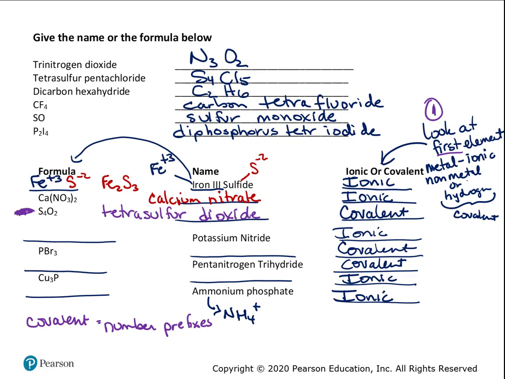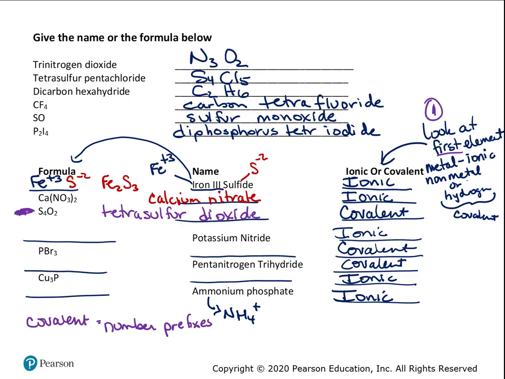You said, what about the mono just now? Mono, I don't have to use mono if the first element is only one. Like CO2, you just say carbon. I don't say monocarbon dioxide. I don't have to use mono if the first element is one, but if the second element is one, I do. Right? So you always give the number of the second, then you use the number for the first if there's anything other than just one. So that is why this is tetrasulfur. Tetrasulfur means 4 sulfurs. Then dioxide tells you 2 oxygens.